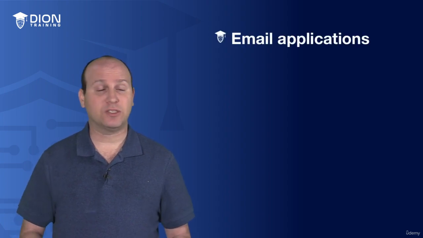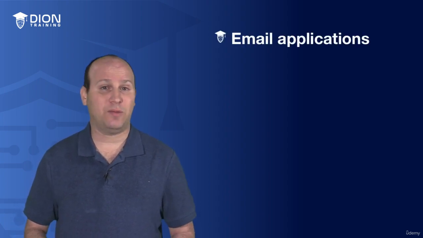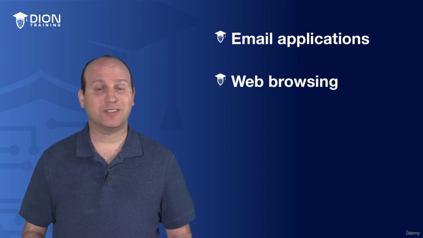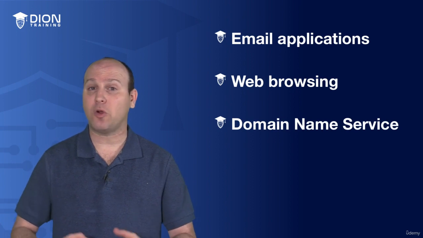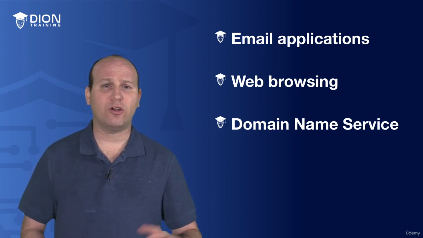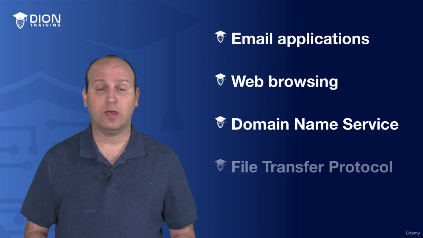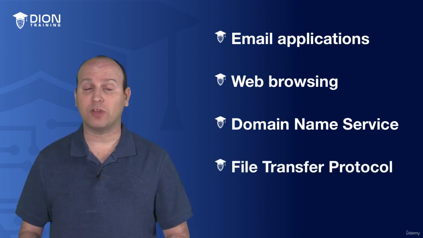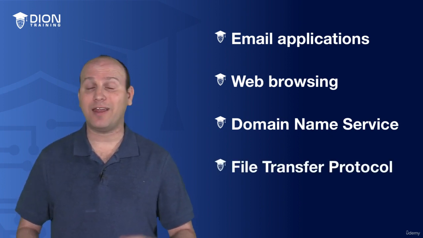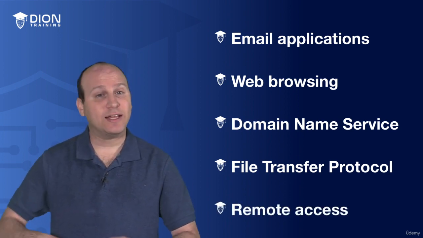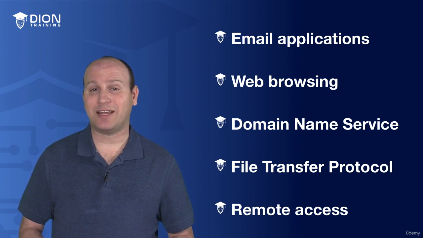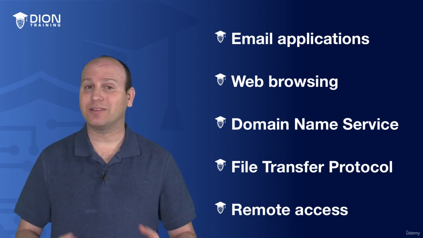Now, when we talk about layer 7, what are some examples of layer 7 things? Well, these are email applications like POP3, IMAP, and SMTP. This would be web browsing applications like HTTP or HTTPS. This could be things like DNS, the Domain Name Service, which is going to translate our names to numbers and our numbers to names. It can be things like file transfer protocols like FTP and FTPS and SFTP. It could be things like remote access like Telnet and SSH and Simple Network Management Protocol or SNMP. All of these things are layer 7.